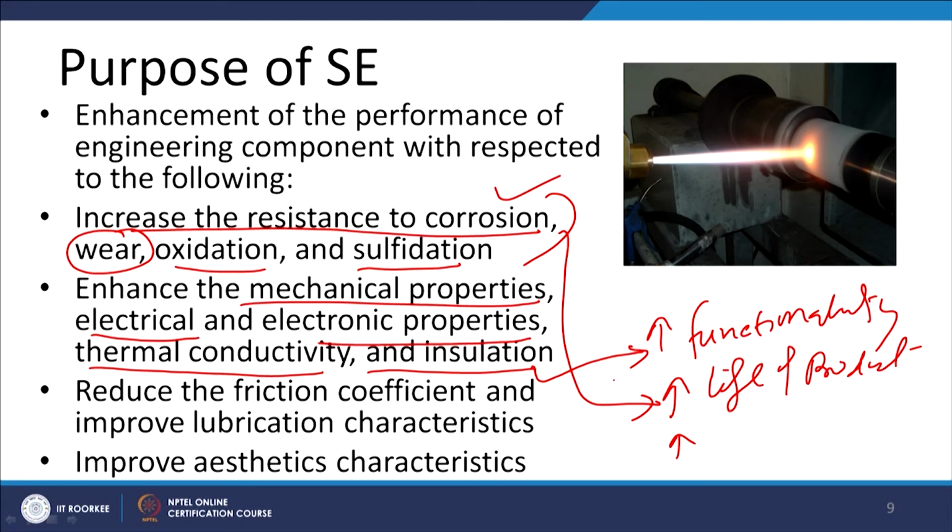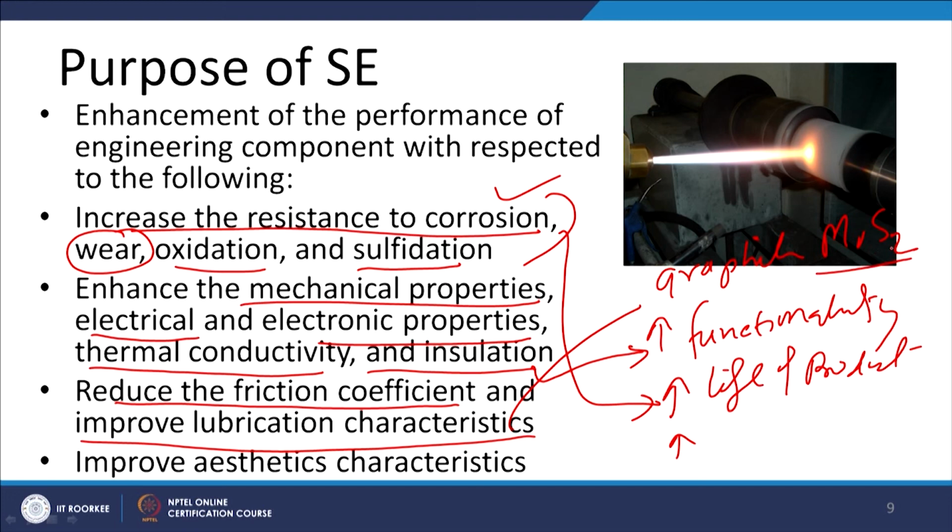And additionally, there is one more purpose which is achieved, which is reducing the friction coefficient between the mating surfaces, so that the lubrication characteristics can be improved, material loss can be reduced and wear resistance can be enhanced. And for this purpose, basically graphite and molybdenum sulfide kind of constituents are added. These are the solid lubricants which are added with the metallic matrix, so that required lubrication characteristics can be imparted to the component.